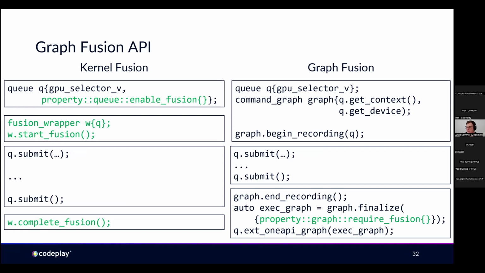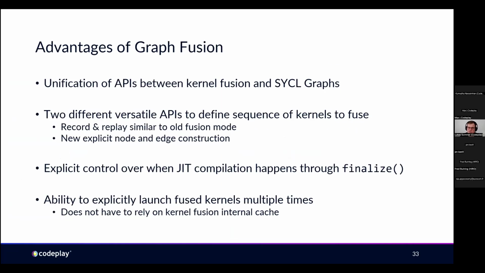So you might ask, okay, you have the kernel fusion API. Why do you want to have another API for fusion? And there's a number of advantages that we see in graph fusion. That's why we want to transition to the graph fusion API in the future.